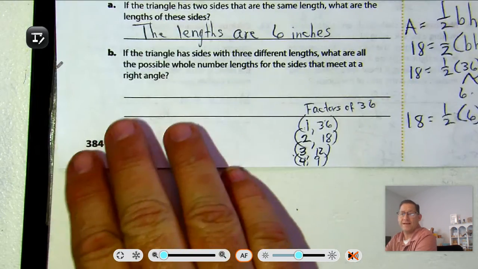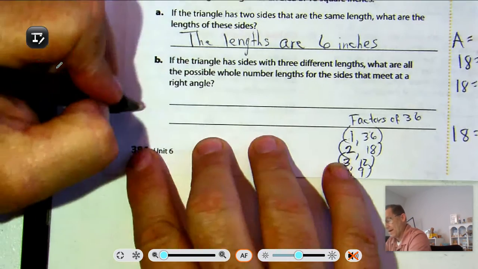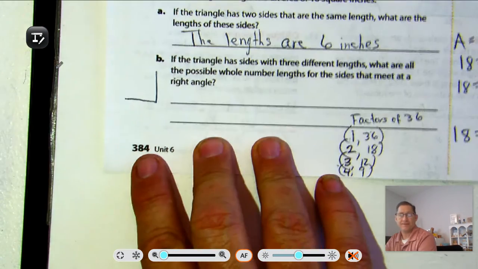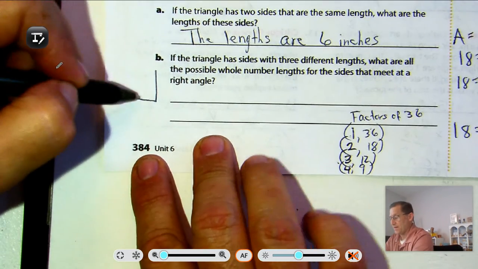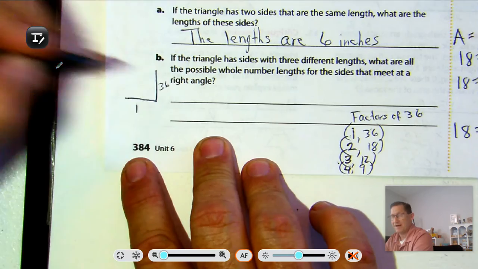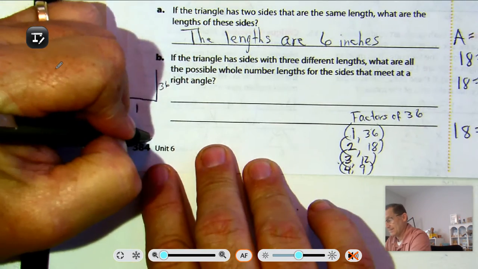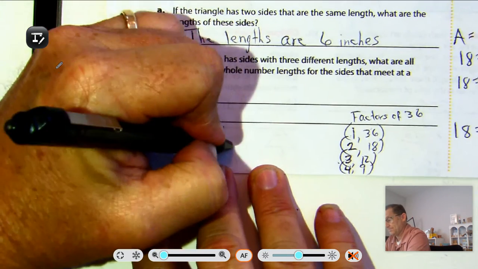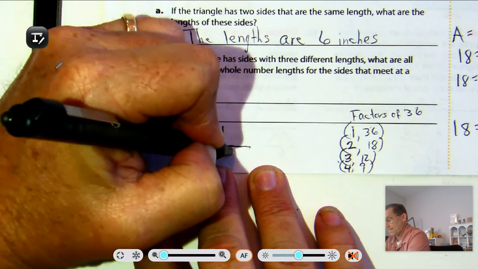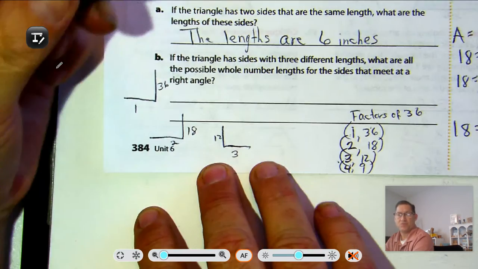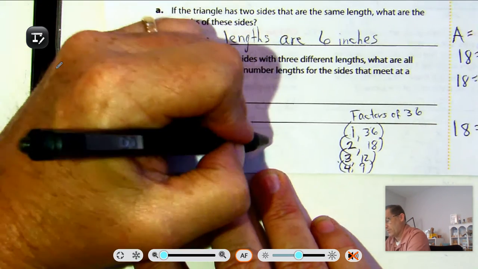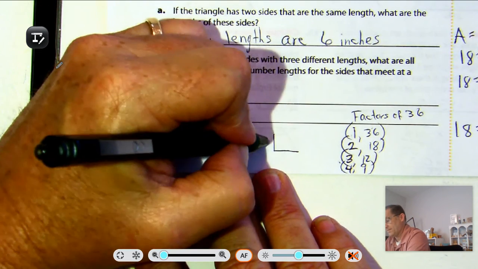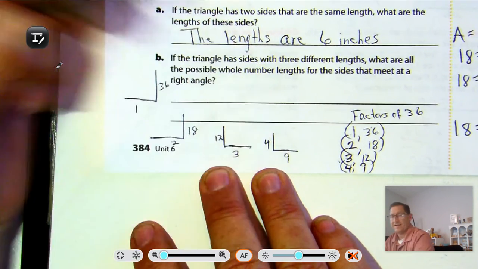So, what are the lengths of the sides that meet at a right angle? Again, what are the sides of the triangle? The possibilities: I could have 1 and 36. I could have 2 and 18. I could have 3 and 12. Or I could have 4 and 9.